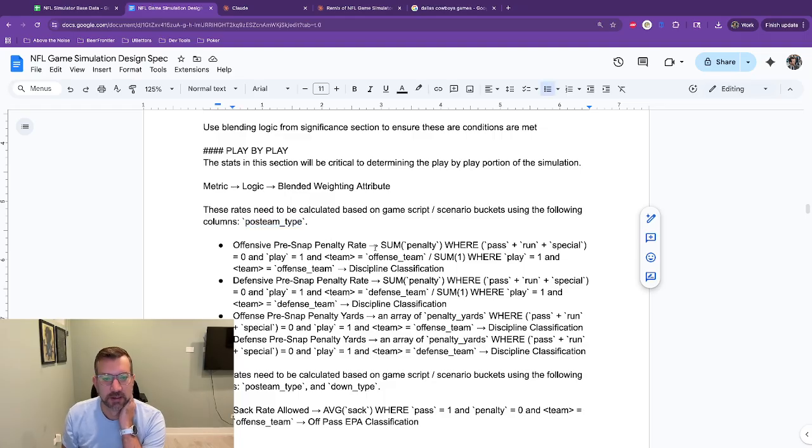So in this case, we're saying, yeah, sum of penalty. Penalty I know is 1 or 0, but it might not know that. And I want to look at all the penalties where run plus pass plus special is 0, and then play is 1. So this is basically telling us that a play happened, but there was no pass, there was no run, and there was no special teams. So that means that the play was called dead before the whistle. That's the pre-snap logic. And then we want to see where the team is the offensive team. And then we're dividing that by the total number of plays.